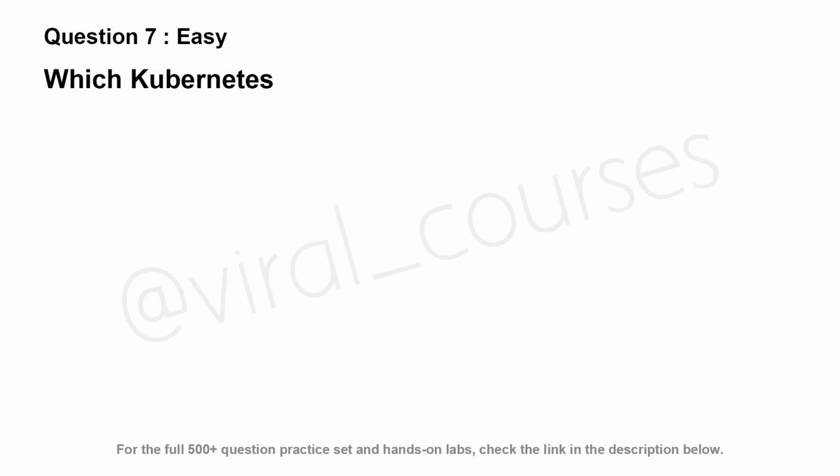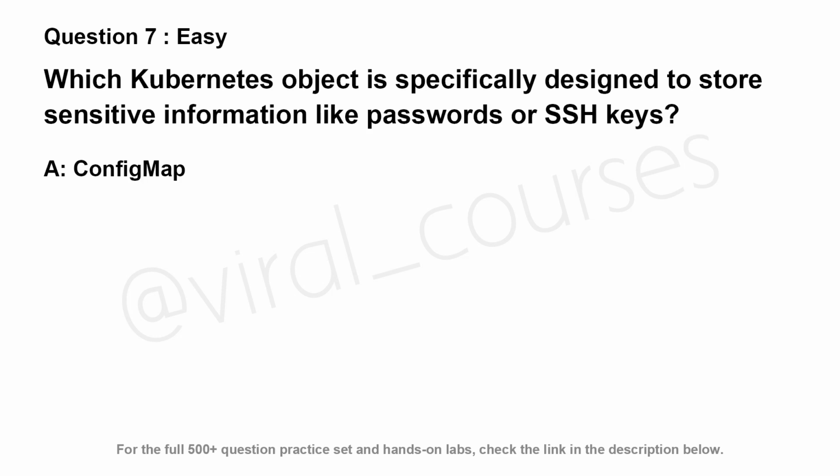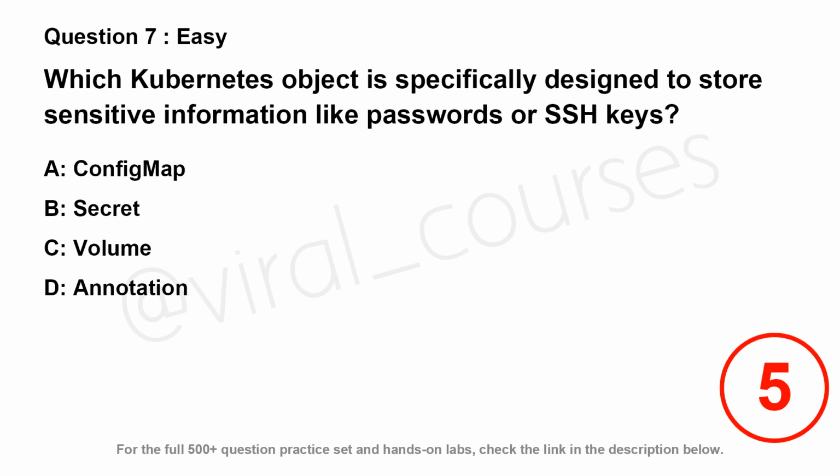Which Kubernetes object is specifically designed to store sensitive information like passwords or SSH keys? Option A, ConfigMap. Option B, Secret. Option C, Volume. Option D, Annotation.